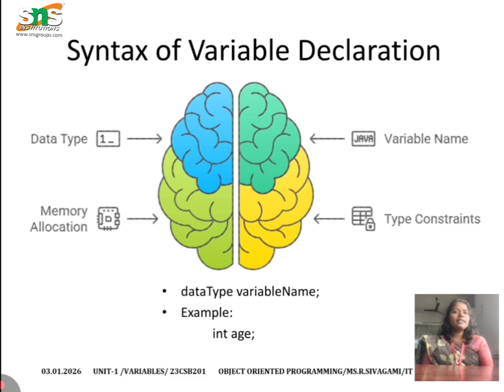Here int is the data type and age is the variable name. Here I am going to store age as an integer value. This is the meaning.